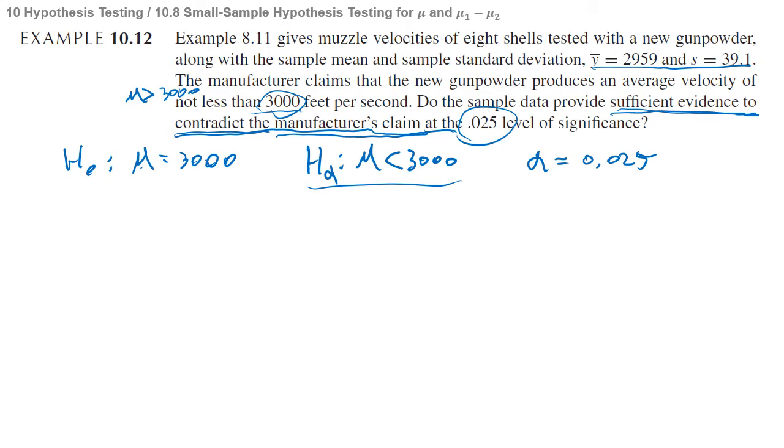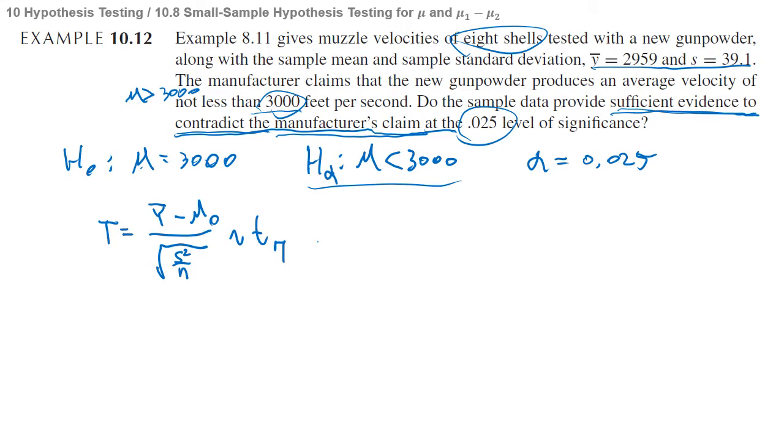And what would be the test? In step 2, we need to decide the test statistic. Here, we have 8 samples, so we have a small sample size, so we will do the t-test. Our test statistic t is y bar minus mu 0 divided by the square root of s squared divided by n. And this will follow a t distribution with degrees of freedom 7.